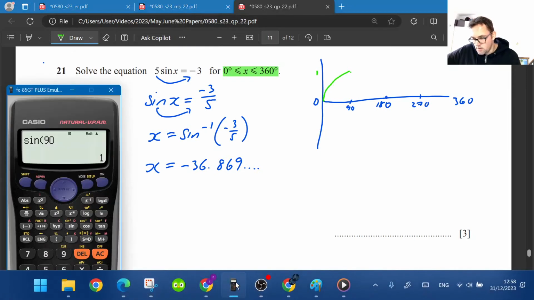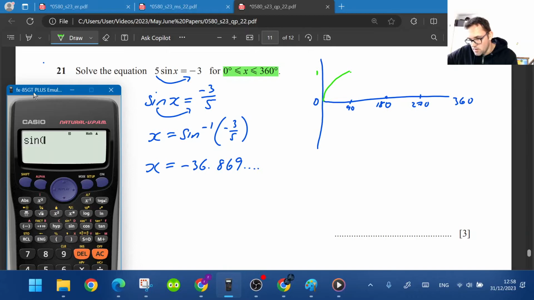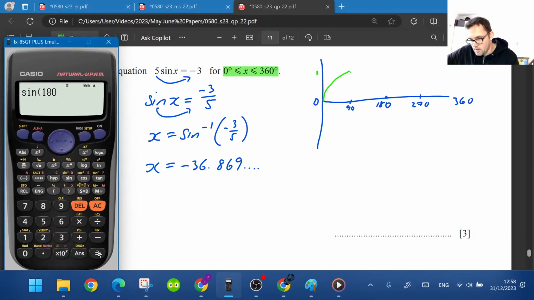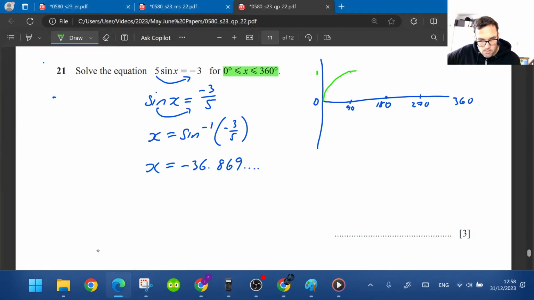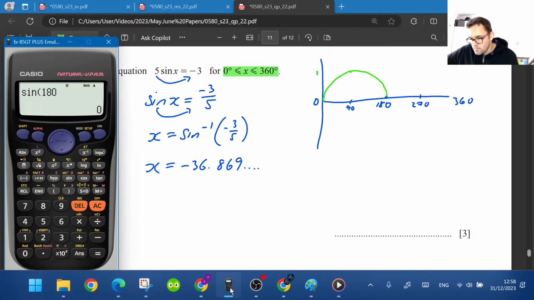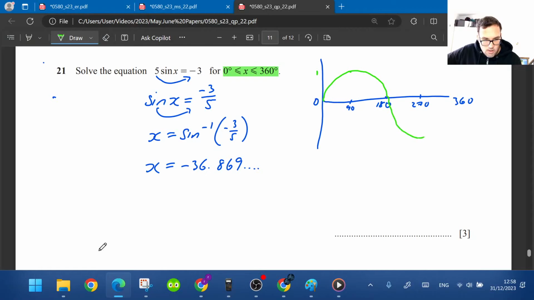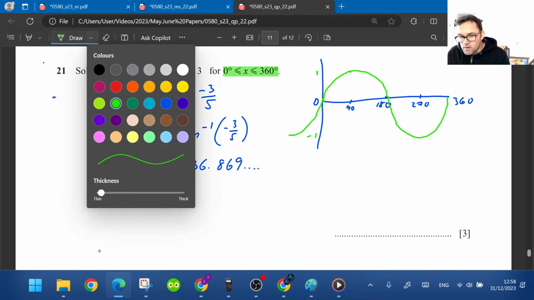And you put sin 180. That's 0 again, so it goes down to 0. And if you put sin 270, then it goes to -1. Remember this? Of course it continues this side as well. And that is where we got one of our answers.